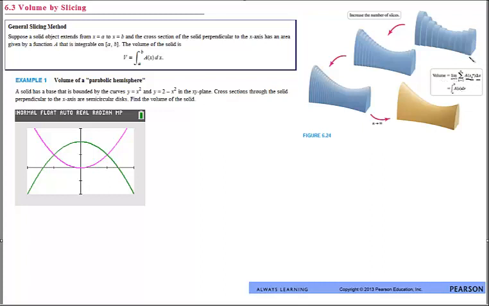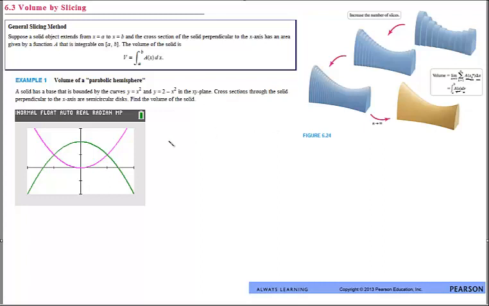And if I make those slices so thin that the width goes to 0, meaning I have an infinite number of slices, what that is equivalent to is the integral of the area times the width of each slice as that width goes to 0. So that's our general theory of what's going on. Now let's try to work some problems with this.